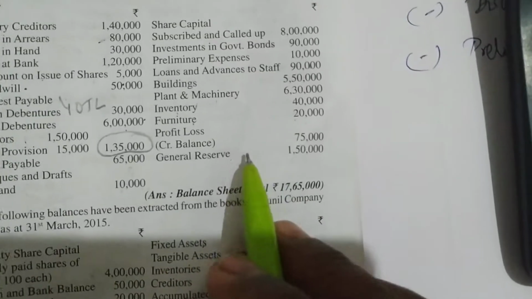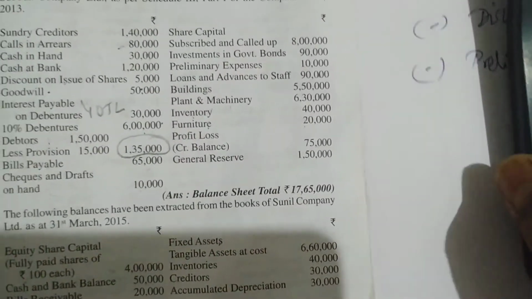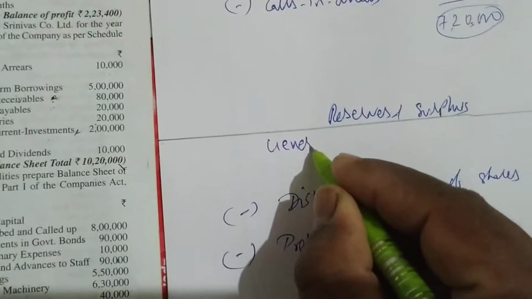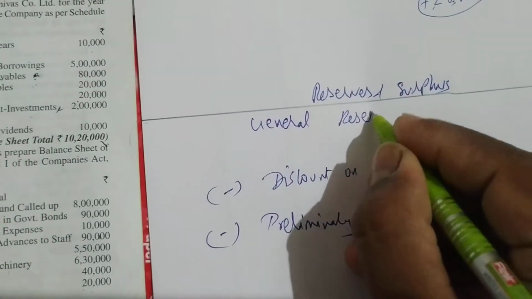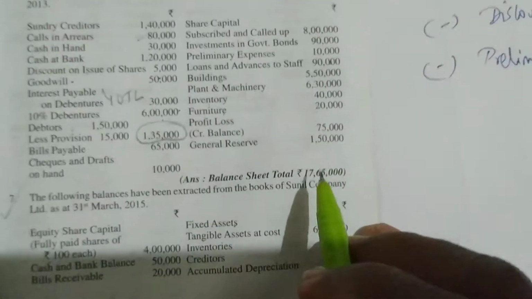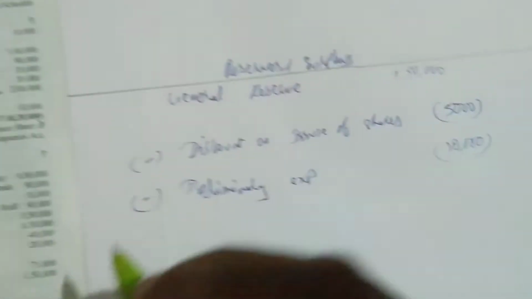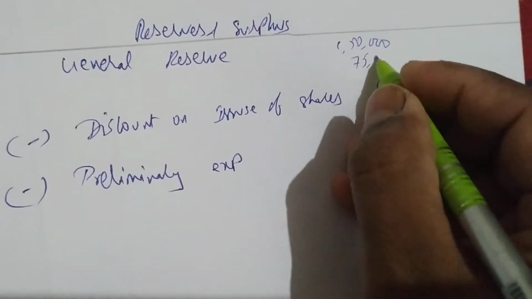Okay. Next is profit and loss account, and we have general reserve. I'll write general reserve here first, in the reserves and surplus column. So how much is the value of general reserve? 1,50,000. So this 1,50,000 is general reserve. Next, what we are having? Profit and loss account credit balance. How much is that? 75,000.